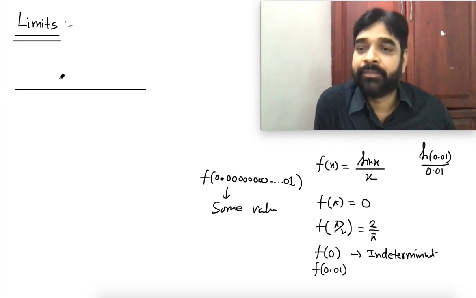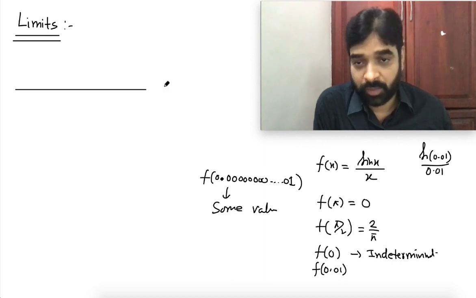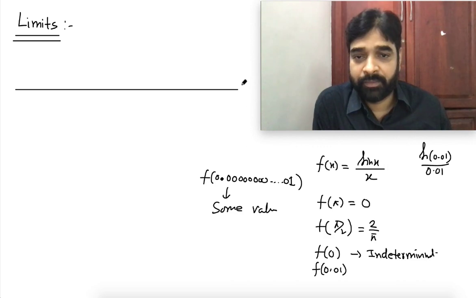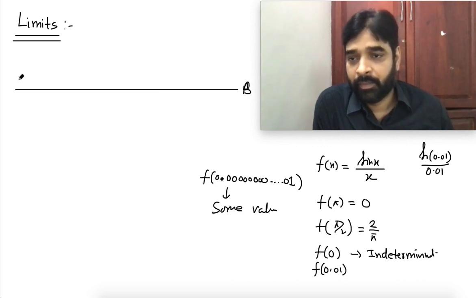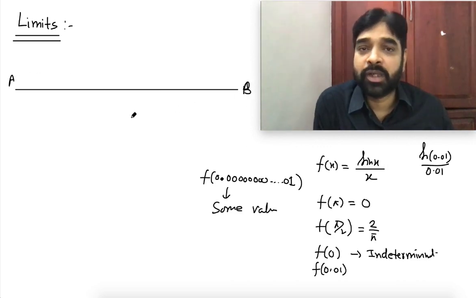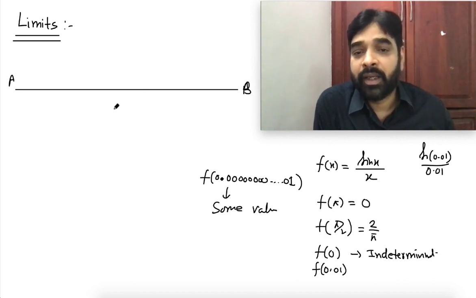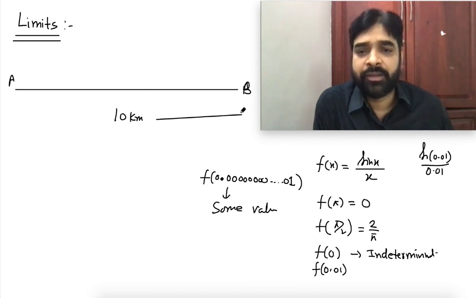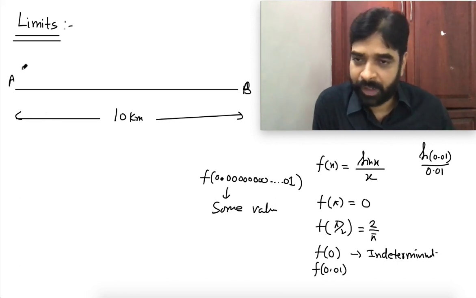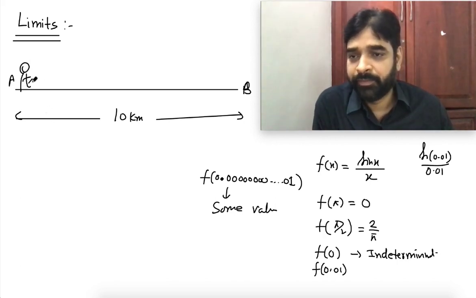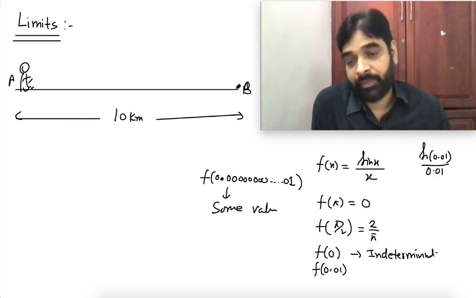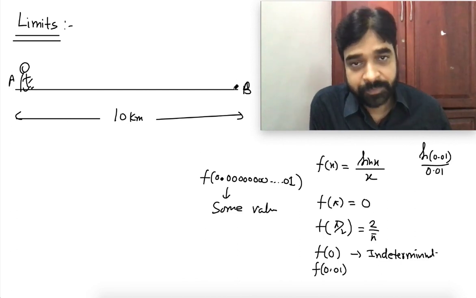This is one road. This is point A, this is point B. Suppose the distance along this road is 10 kilometers. A straight road, exactly straight, of 10 kilometers. Here you are, chunku bunku. You want to go from A to B. Very much perfect, sir, we can go.